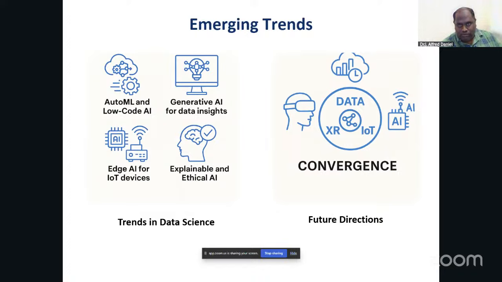The role of data science and AI is predominant in this aspect, where the application scenario is huge and wide, because edge AI is important, because all the applications are drone driven, autonomous, as of now. So the role of AI is predominant in terms of IoT, and also explainable and ethical AI are the trends in data science now.